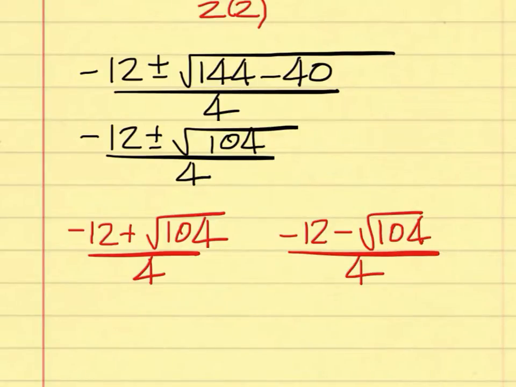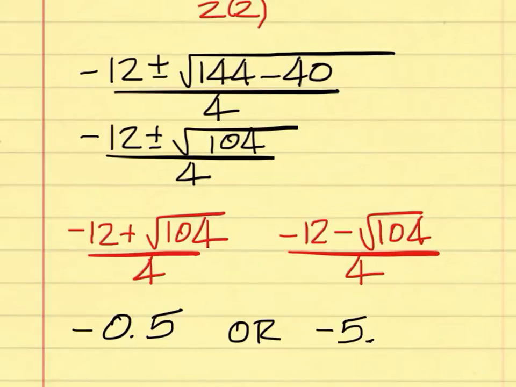In your calculator you should do it like this. Negative 12 plus the square root of 104 and hit equals. Then hit division by 4 and come up with a negative 0.5 rounded to the tenths place. Then do negative 12 minus the square root of 104, hit equals, and then divide by 4 to get a negative 5.5 rounded to the tenths place.